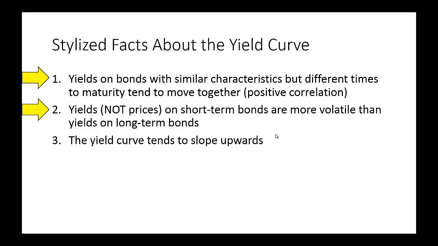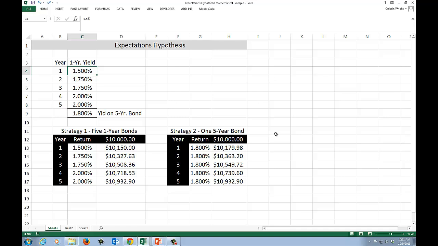However, it doesn't really do anything to explain why the yield curve tends to slope upwards. Look, the only way that you would get an upward sloping yield curve in the expectations hypothesis is if you consistently, frequently believed that the yield to maturity on a 1-year treasury bond is going to be constantly going up in the future. Think about that. The only way you get an upward sloping yield curve using the expectations hypothesis is if you think that the 1-year treasury yield will be increasing over time.